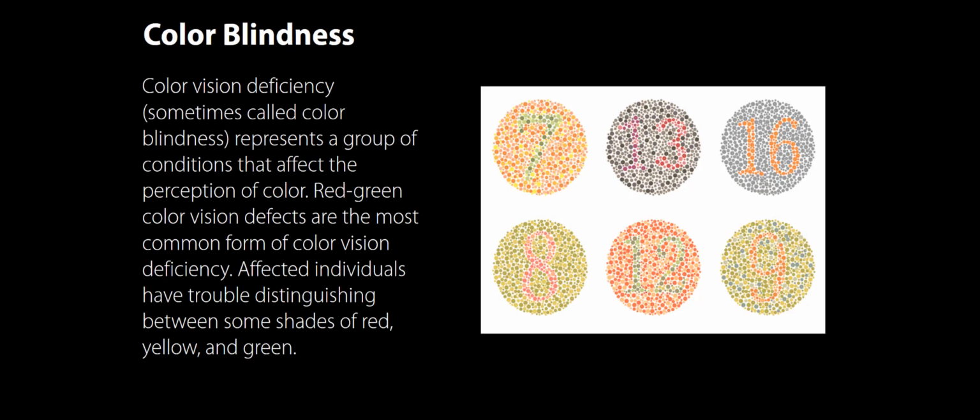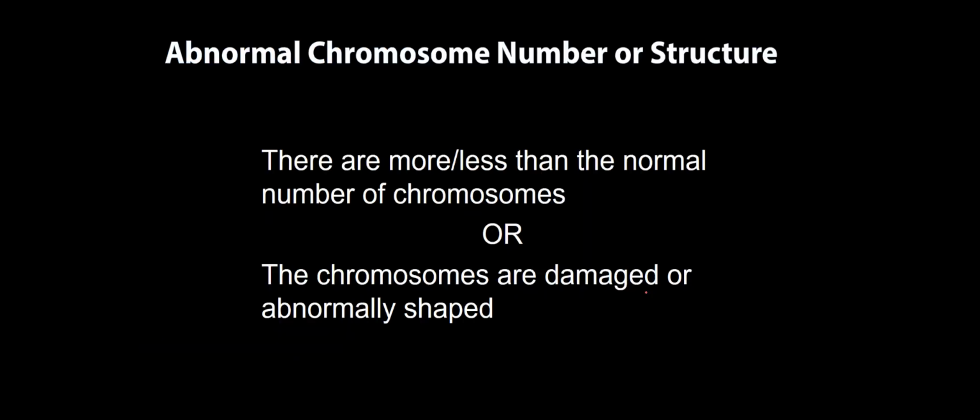Now, color blindness or color vision deficiency represents a group of conditions that affect the perception of color. The most common is red-green color vision defects, which is usually due to a couple of genes, and 2 of them are located on the X chromosome, making males more susceptible to getting it.